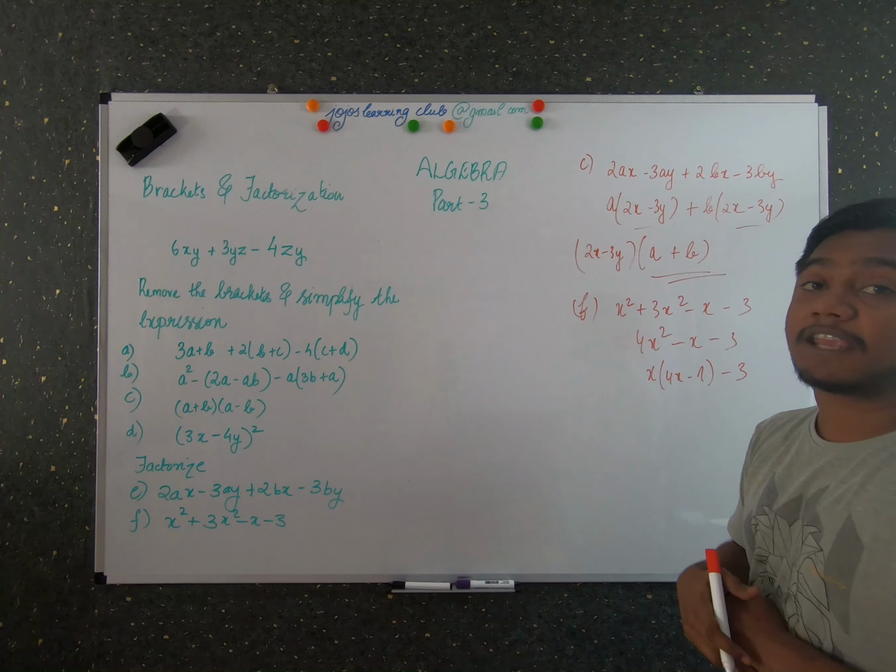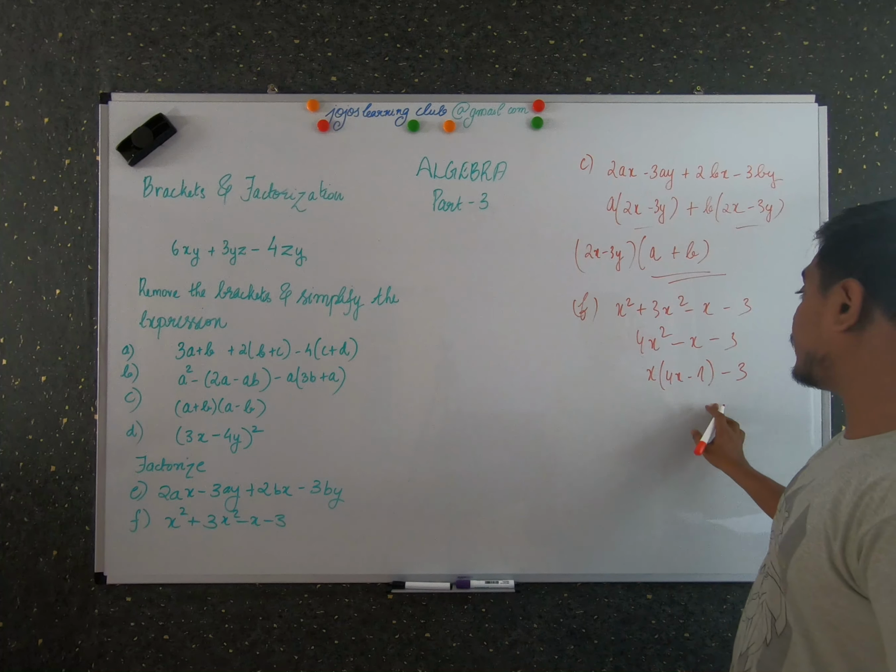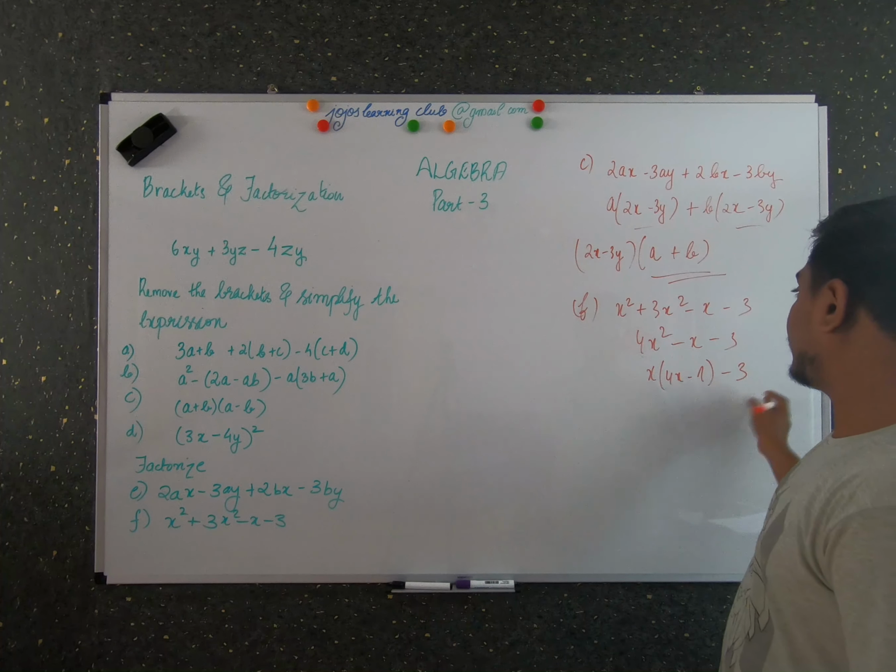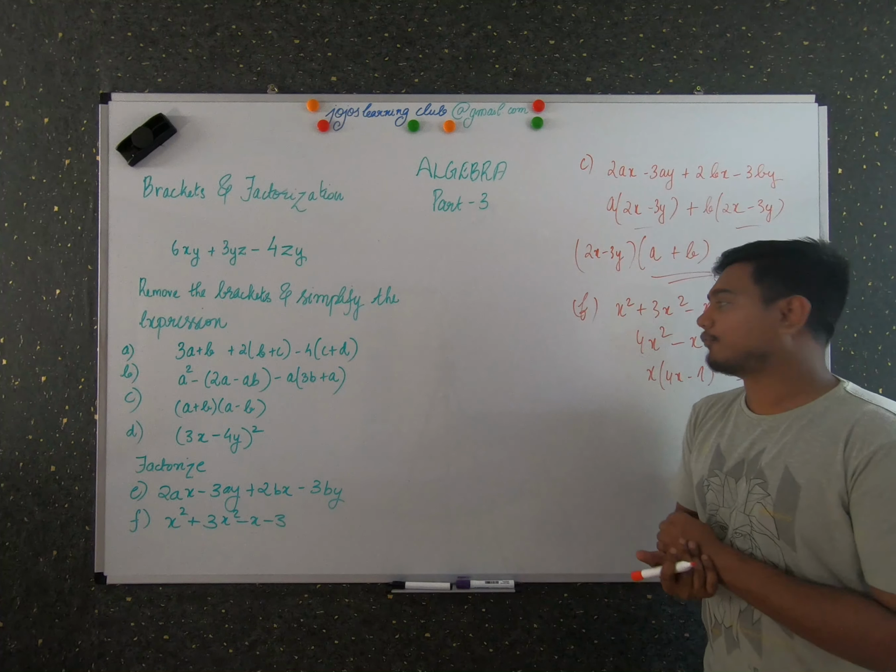So this is the maximum which I can factorize. So x into 4x minus 1, minus 3. That's the value for problem number F.